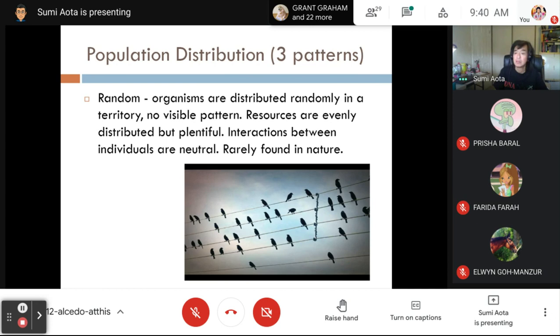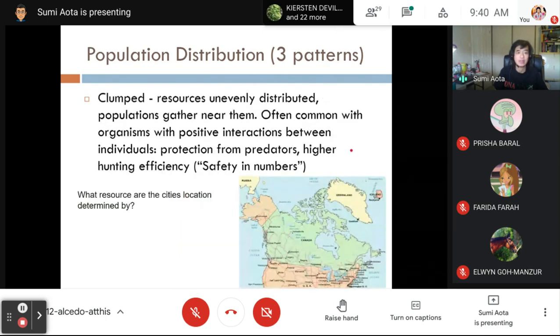But most organisms, plant or animal, have a distribution pattern that looks more like this, which is called clumped. Okay. Resources are unevenly distributed. Populations gather near them, often common with organisms with positive interactions between individuals. So, for example, think about herds of African prey animals. Zebras stick together. Why? Safety in numbers.